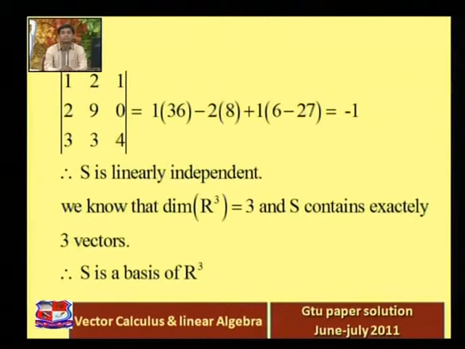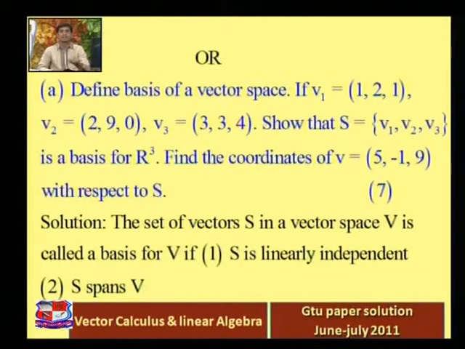Now next, we want to check this vector (5, -1, 9). Find the coordinates of this vector with respect to this basis S. What are the coordinates? The coordinates of V are nothing but the scalars k1, k2, k3 such that k1 v1 plus k2 v2 plus k3 v3 is equal to V.